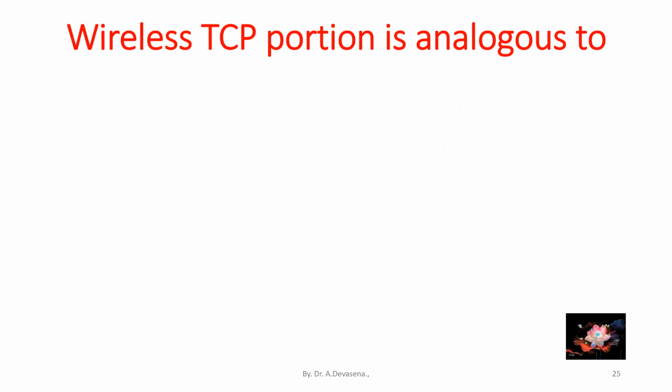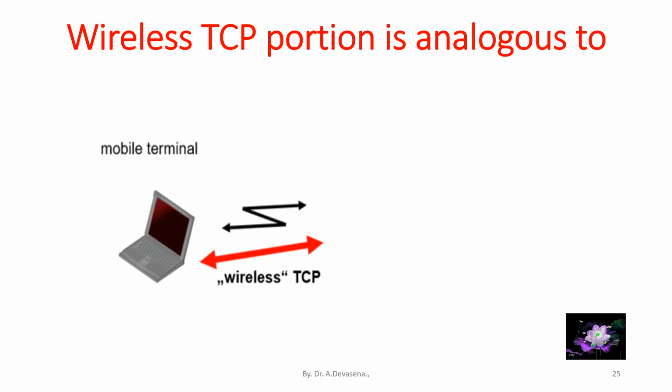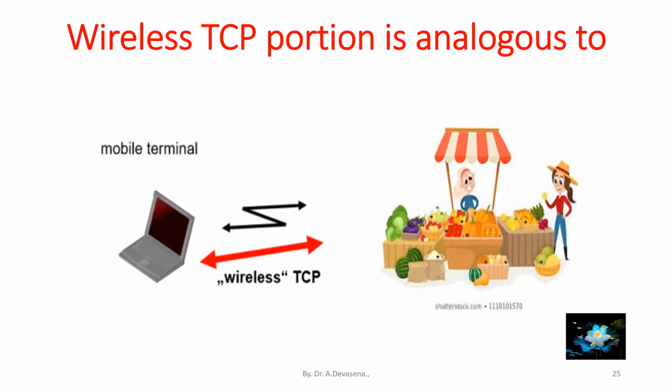Wireless TCP portion is analogous to the consumer buying the food crops or manufactured food materials from the merchant. This is indicated here. That is, the wireless TCP is directly having the connection between the access point only, not to the standard TCP. Here, the access point is acting as a bridge between the wireless TCP portion as well as the standard TCP portion. That is why the name indirect TCP arrives.